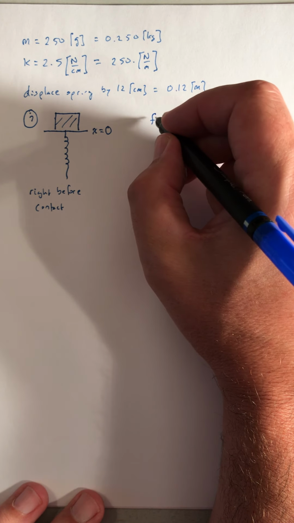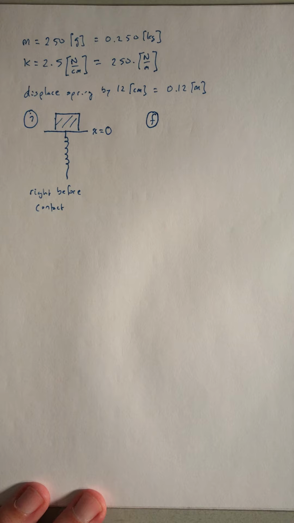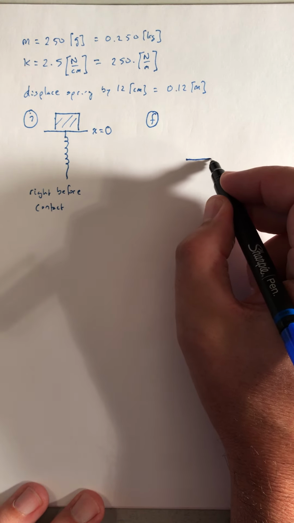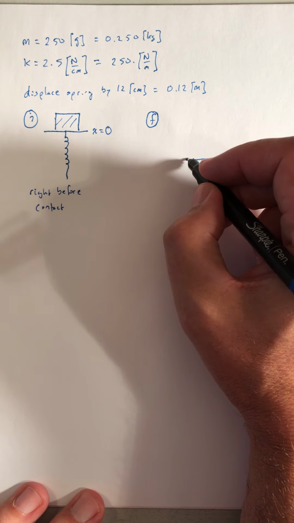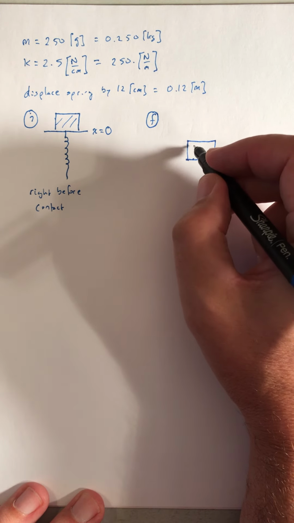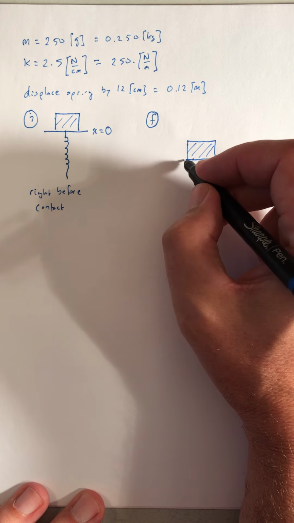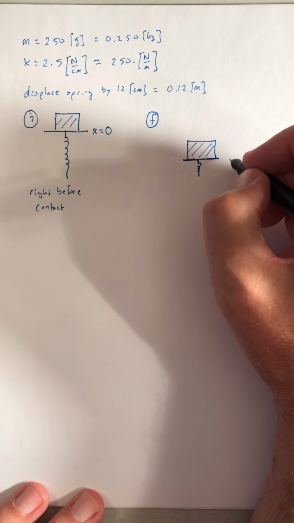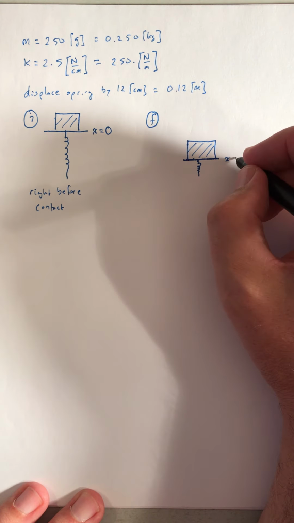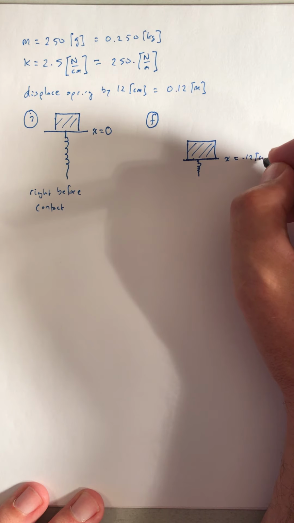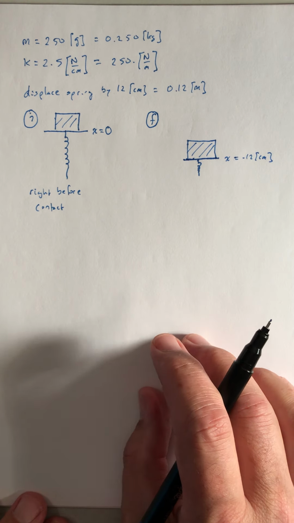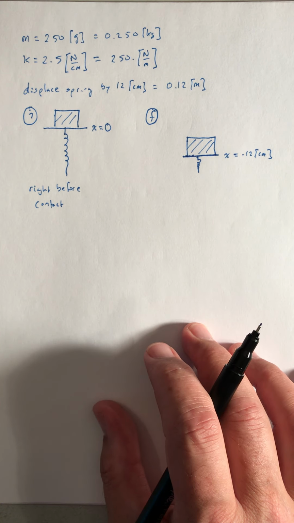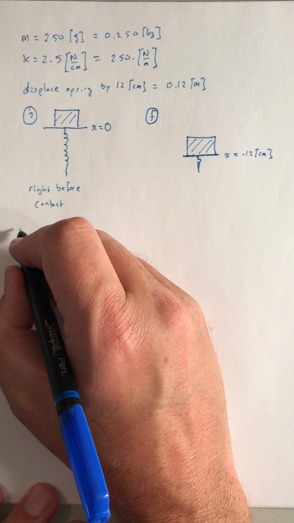And then my final state that I'm going to connect through the conservation of energy is when the block has compressed the spring by 12 centimeters. And we want to find a variety of things. The first is the work done on the block by gravity.